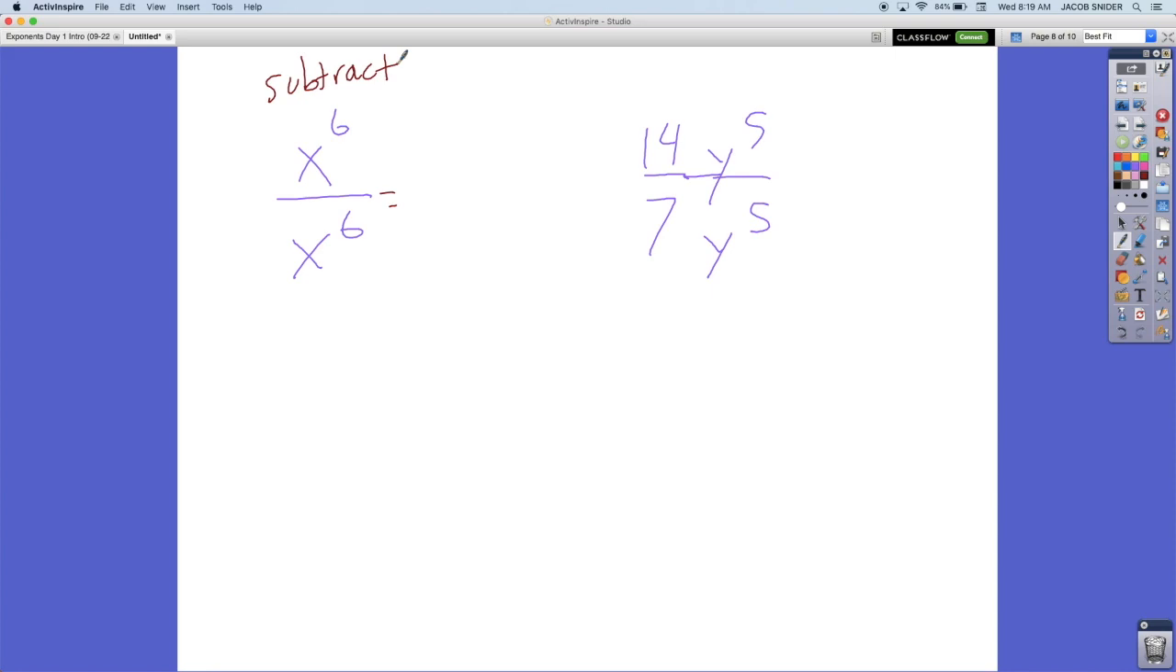Okay, subtract. You got x^6 and x^6. So my base is going to be x, but I got 6 minus 6, which gives me 0, which really tells me what? That really equals 1. There's my answer.